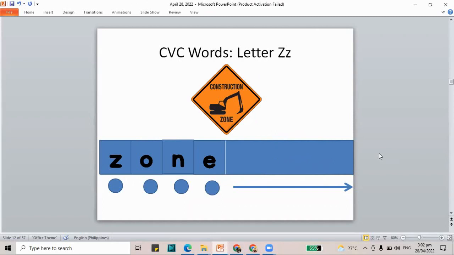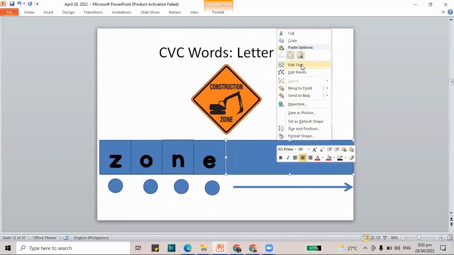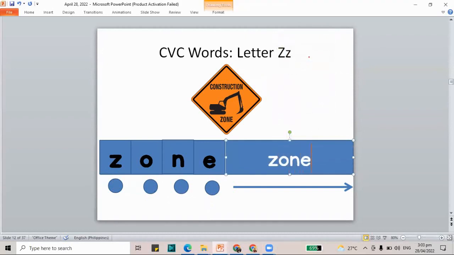Next, it's a place where the builders and the carpenters work. It's the construction zone. A zone is a place. Zone. We have the letters Z-O-N-E, zone. And the letter E at the end is quiet or silent. Let's spell it out. Z-O-N-E. That's the zone.